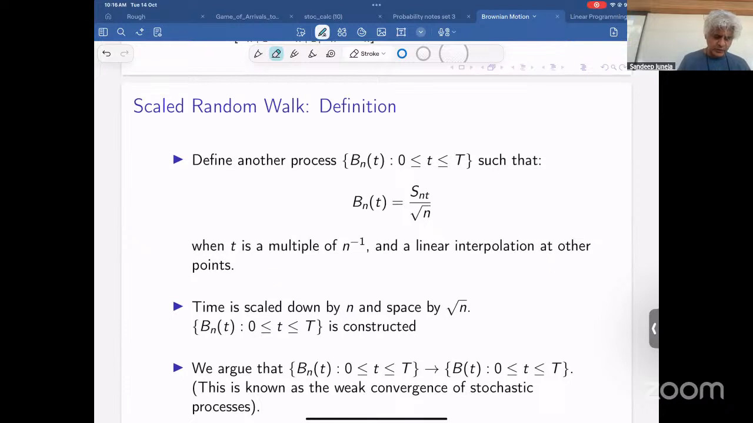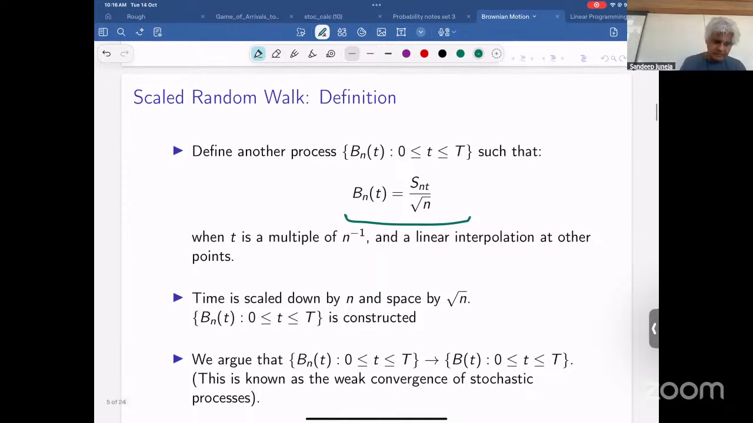Okay, then we said what we'll do is construct a process from this random walk. We'll shrink this path that you see of the random walk by a factor of n. So what happens at time, let's say, n times 5, now happens at time 5. So you've shrunk time by a factor of n, and you shrink the space by square root of n. So whatever happens at some level, now you divide by root n. This is for t being a multiple of n inverse.